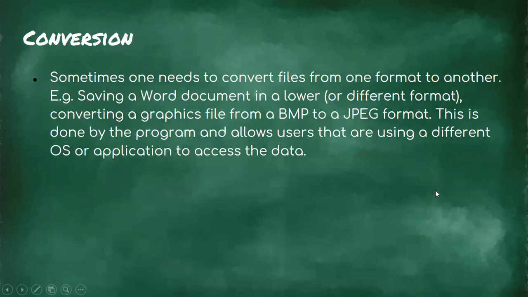Conversion: sometimes, like I said, one needs to convert a file from one format to another, e.g. saving a Word document in a different format, or converting a graphical format, BMP to JPEG format. This is done by programs and allows users that are using different OS applications to access the same file. For example, in the Mac operating system we don't have MS Office. Instead, we use Open Office, and there might be a problem in terms of compatibility issues.